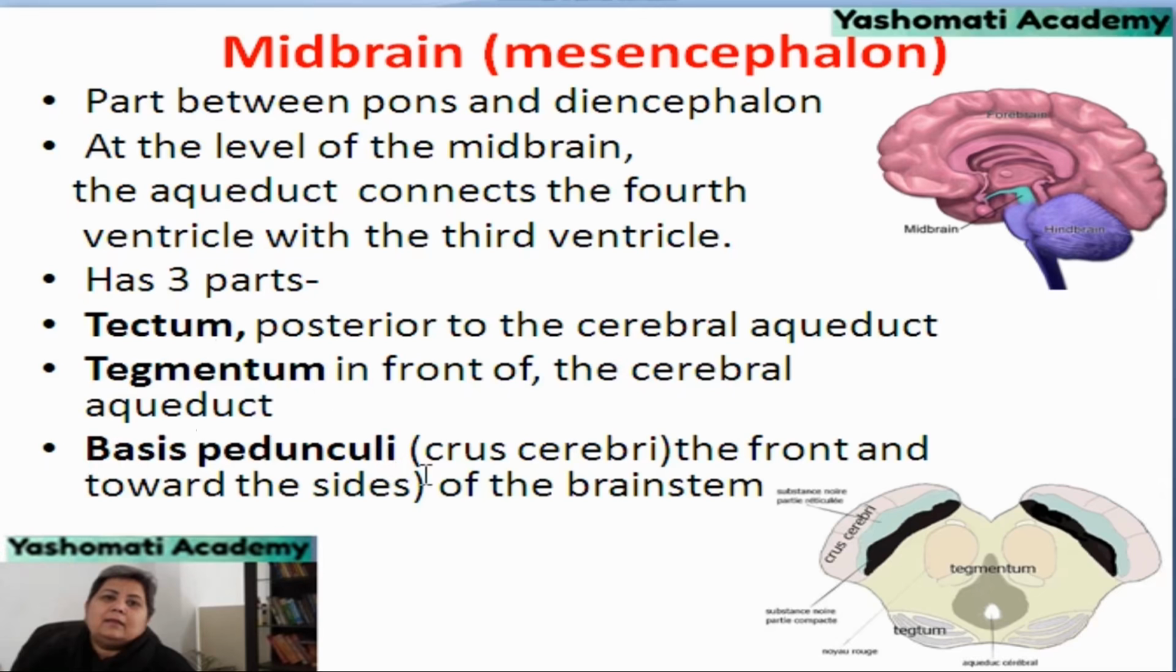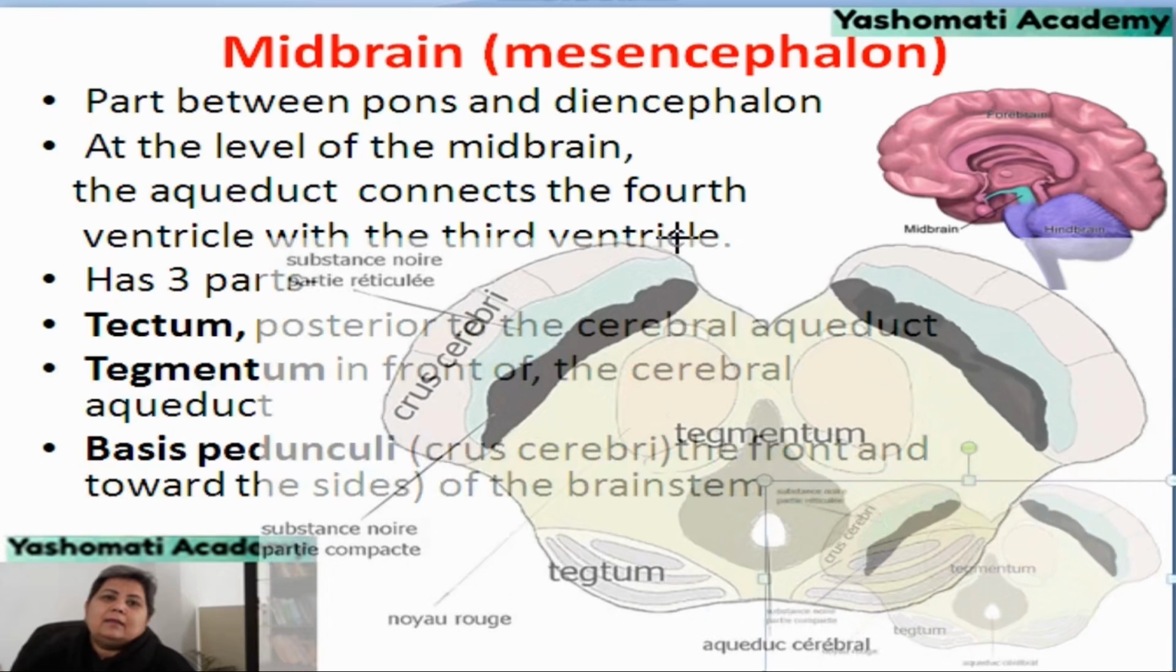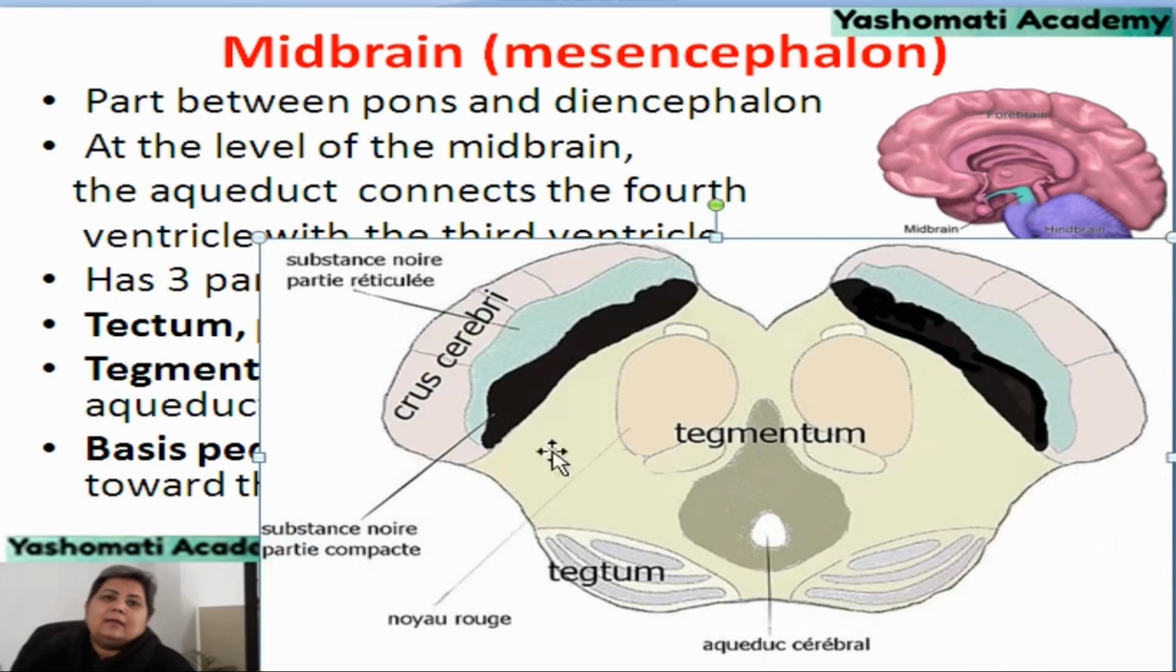Basis peduncle is also called crus cerebri. If we look at this picture, then we will be able to understand it better. Tectum is that part which is lying posterior to the aqueduct. This part is the aqueduct, and the part which is lying on the back side of this is called the tectum, and this part is called the tegmentum. And these two projection-like structures are showing the basis peduncle.